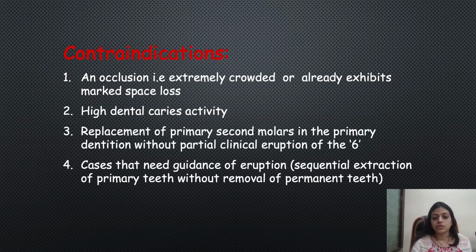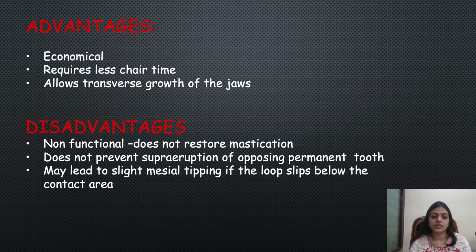Contraindications are an occlusion which is extremely crowded or already exhibits marked space loss, or high dental caries activity, because then beneath the band decalcification will happen and it will worsen the situation. Replacement of primary second molars in primary dentition without partial clinical eruption of 6, that is the permanent first molar. And cases that need guidance of eruption or sequential extraction of primary teeth without removal of permanent teeth. In such cases also it is contraindicated.